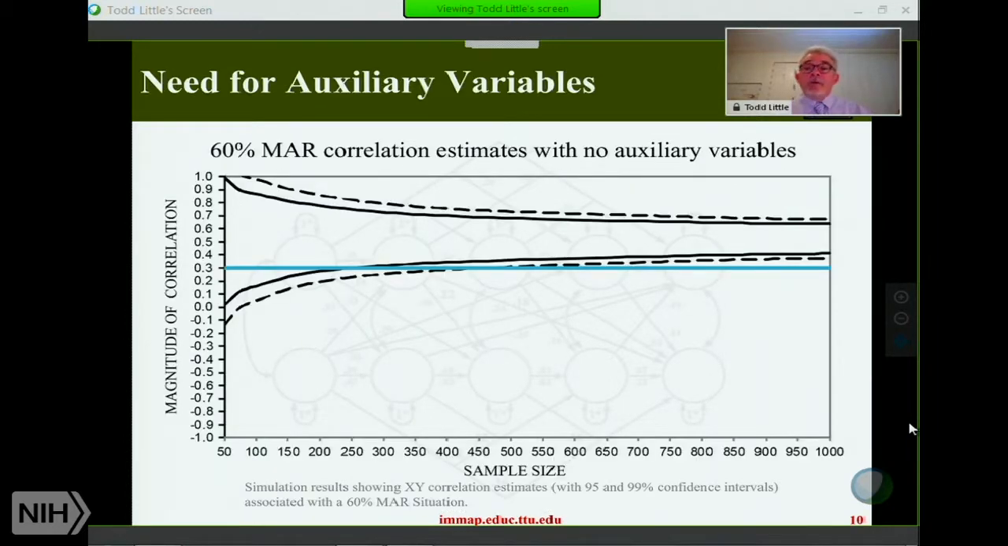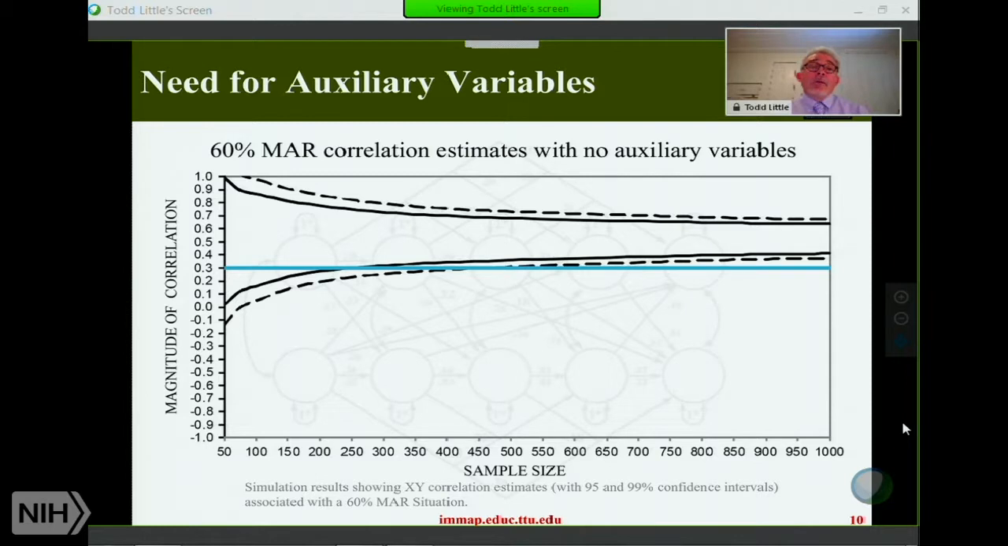Now, I want to emphasize here the importance of the auxiliary variables. This is a simple little simulation where 60% of the data are missing, and they're missing for a reason. I've just lopped off the lower part of the distribution, so the direction of the bias here is less important than the amount of bias. So here I have a simple simulation where I have an X variable, a Y variable. I've simulated the correlation to be 0.3. I've varied sample size from 50 to 1,000. So when 60% of 50 are missing, that's quite a few people missing. And we can see the 95 and 99% confidence interval is quite broad. And we have a biased correlation. The estimated correlation is around 0.55 in this example.